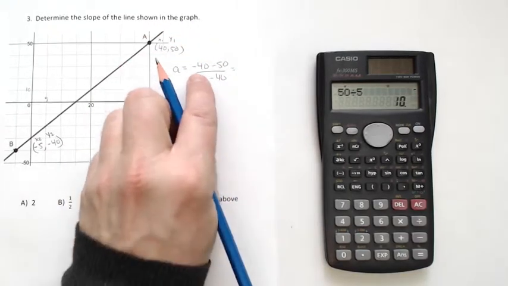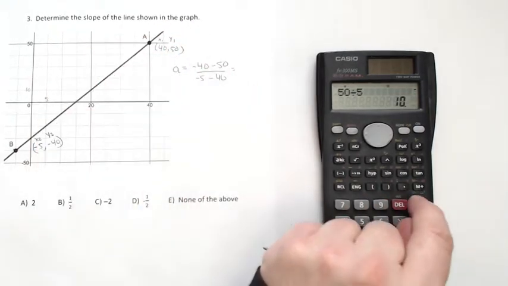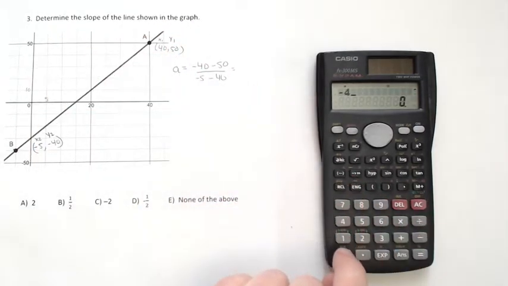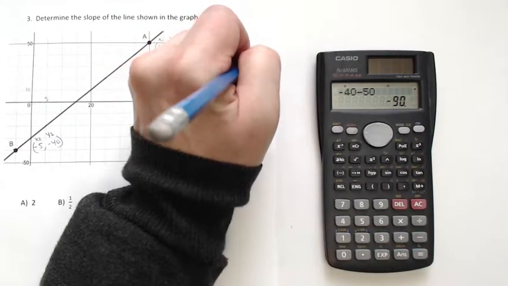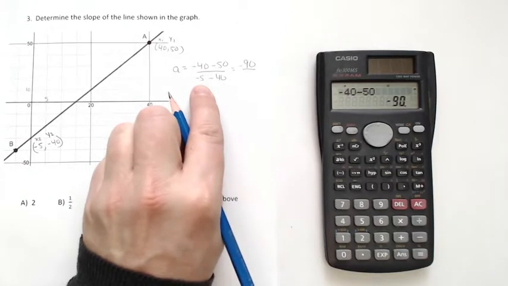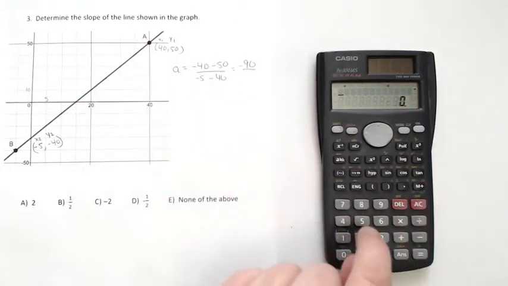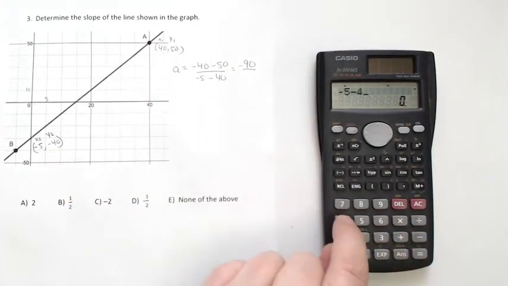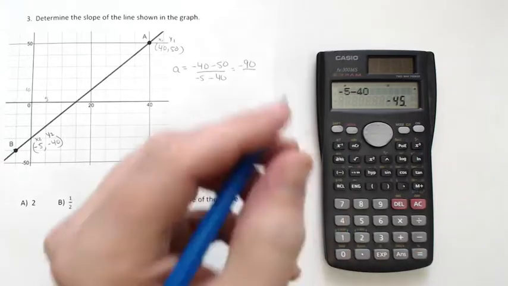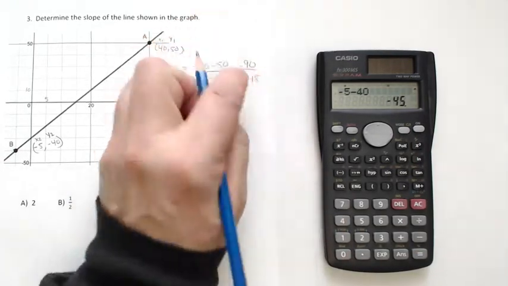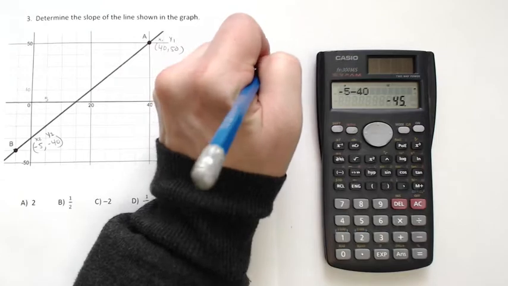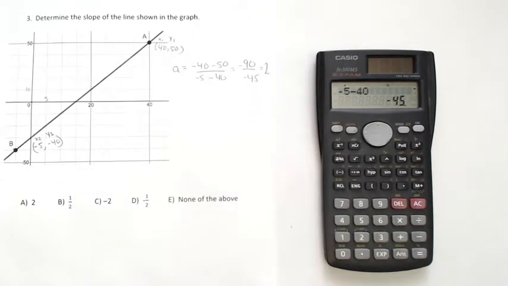When I do that, I get negative 40 minus 50. So negative 40 minus 50 is negative 90, divided by negative 5 minus 40, which gives me negative 45. When you do that division, what you're going to get is 2. Right there.